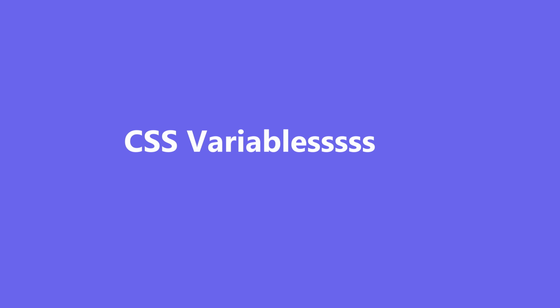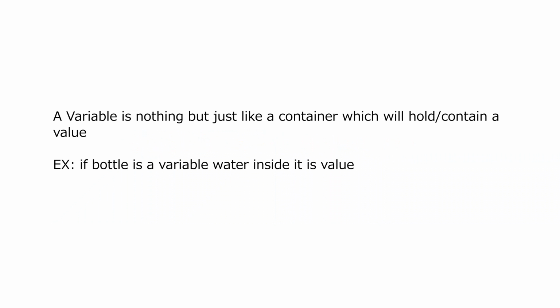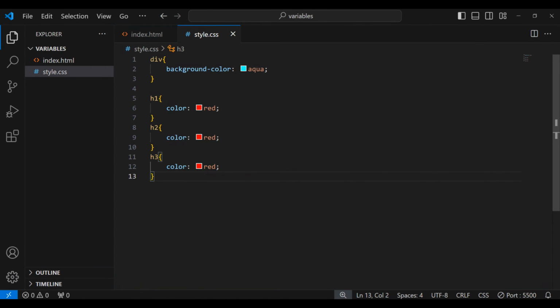But the question is, in general, what is a variable? So guys, a variable is nothing but a container which will hold a value, right? For example, if a bottle is a variable, the water or the milk inside that bottle is a value. So that is all about variable. Now let's see how can we use CSS variables.